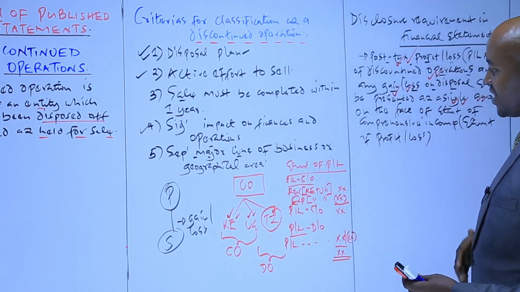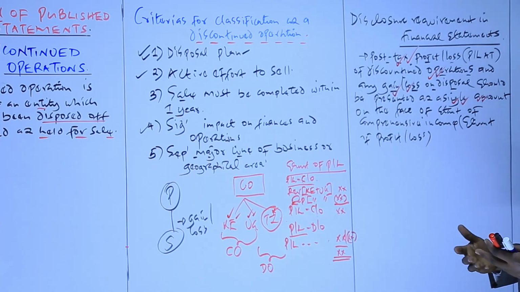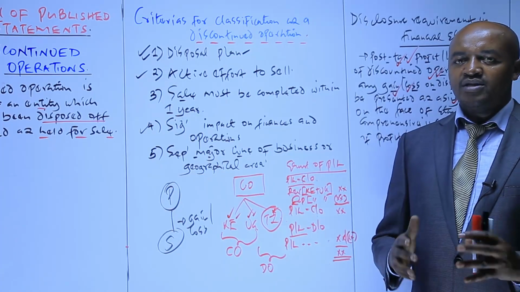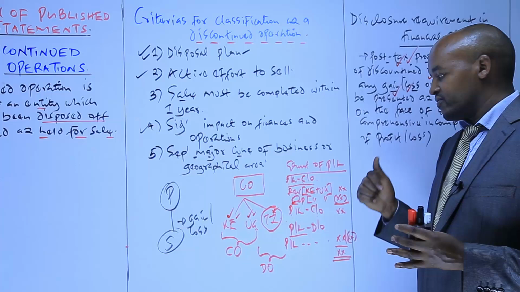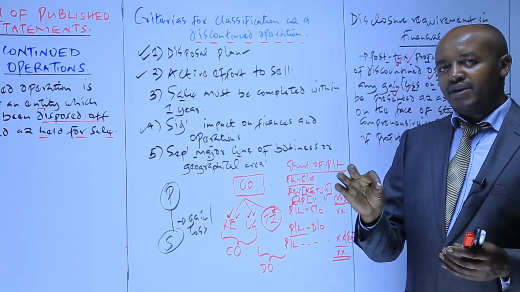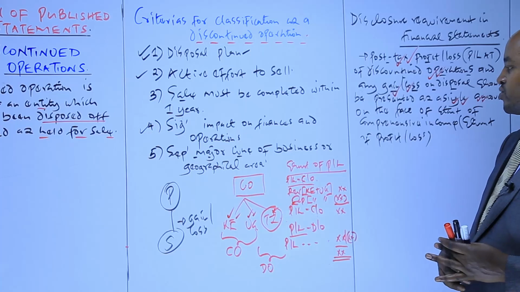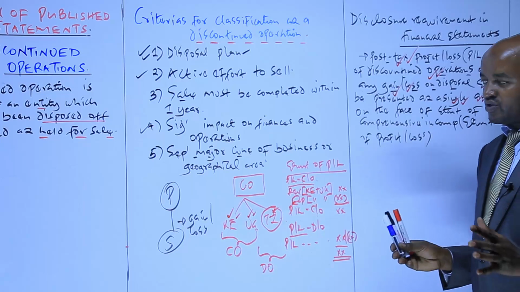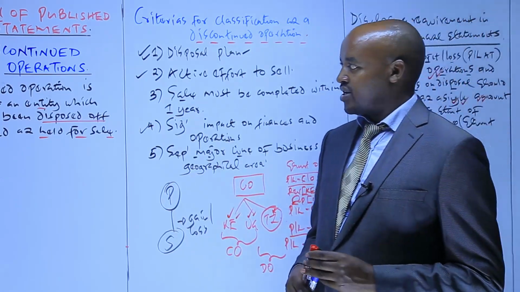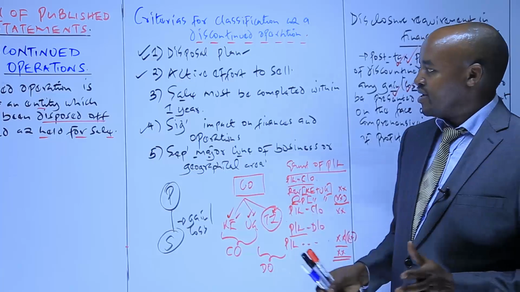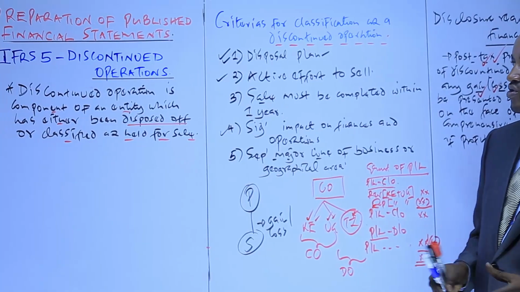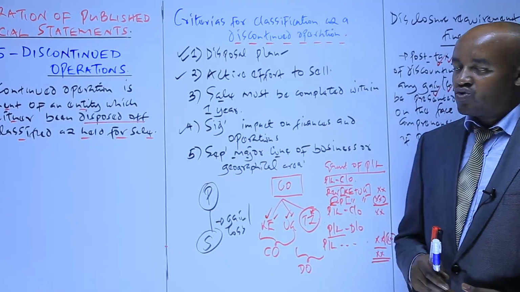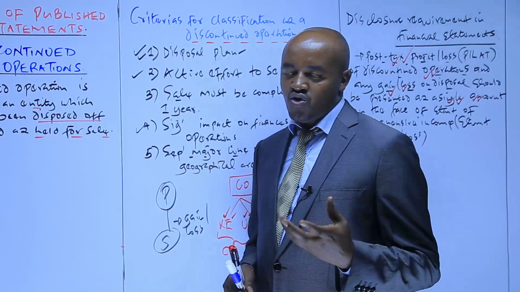Then the additional information about that discontinued operation, information about revenue, expenses, and assets and liabilities of such a discontinued operation, may be disclosed as part of the notes to the financial statements. So that's basically what you need to know as far as the discontinued operation is concerned. What is a discontinued operation? What are the criteria which must be met for a discontinued operation to be classified as such? And what are the disclosure requirements as far as the discontinued operation is concerned?